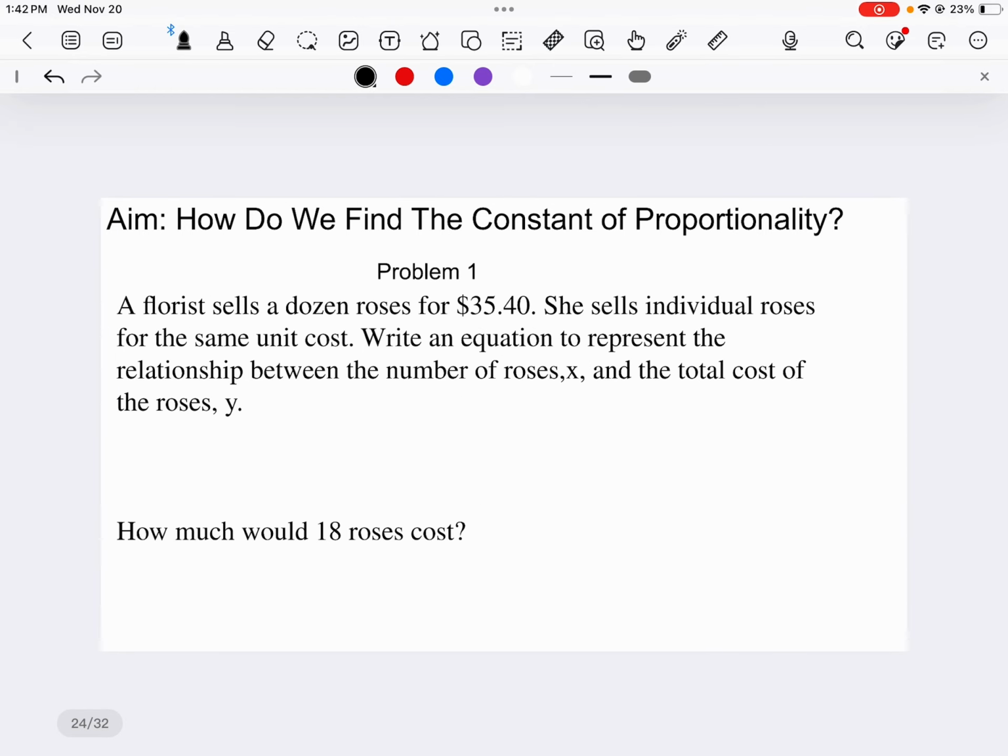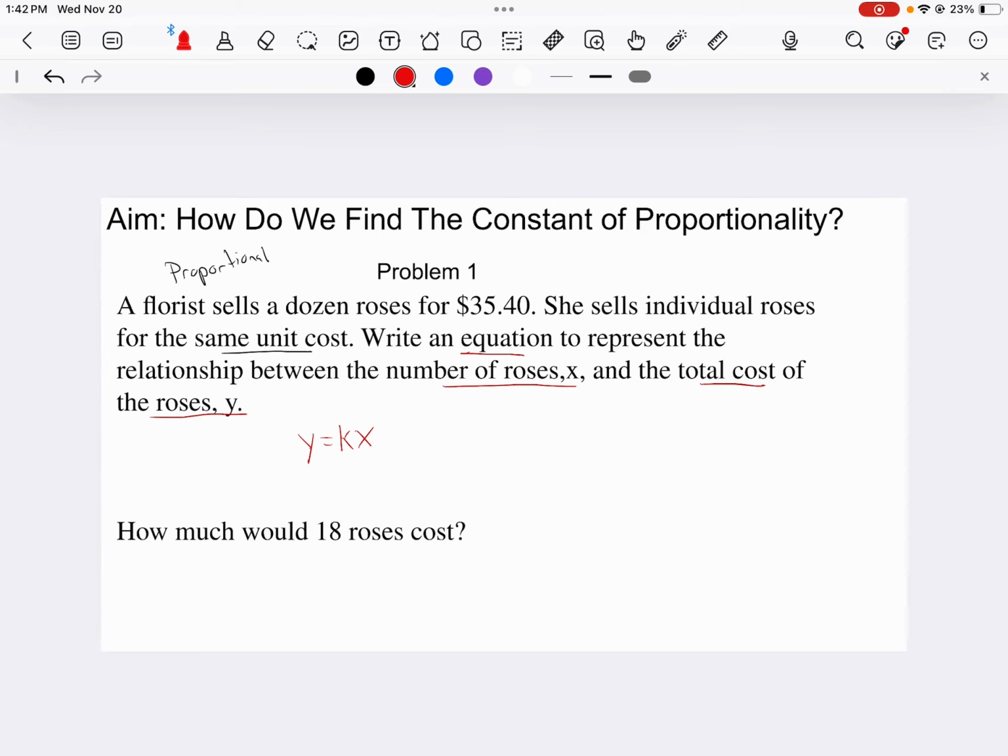The first problem: a florist sells a dozen roses for $35.40. She sells individual roses for the same unit cost. That means that this relationship is going to be proportional because the unit cost is the same. We want to write an equation. Since we're writing an equation, it's going to be in the form of y equals kx to represent the relationship between the number of roses x and the total cost y.